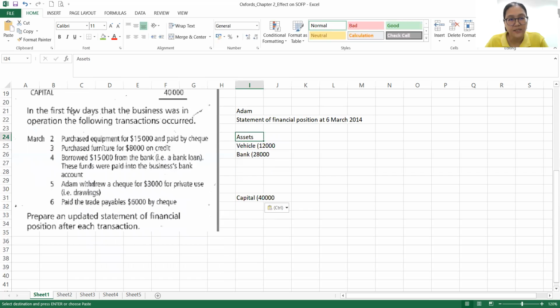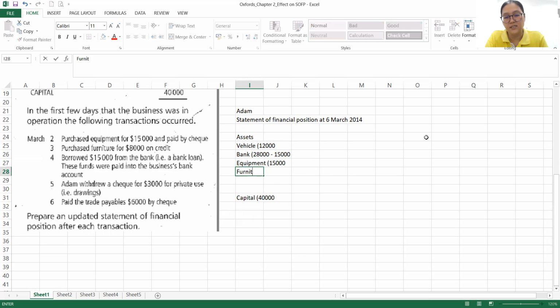Okay, what is the implication of the purchase equipment on the statement of financial position under accounting equation? Purchase equipment for 15,000 and pay by check. So from the account point of view, we buy the equipment. So equipment is our asset. Equipment, we buy the asset 15,000. And we pay by check. Pay by check means that bank giving out the money. So we have to minus 15,000. So this information is complete. On the third, purchase furniture for 8,000 on credit.